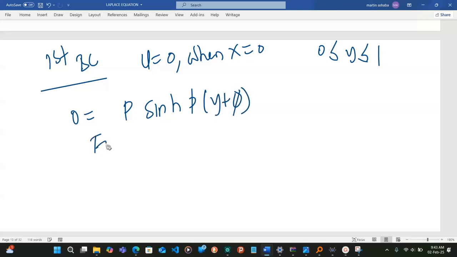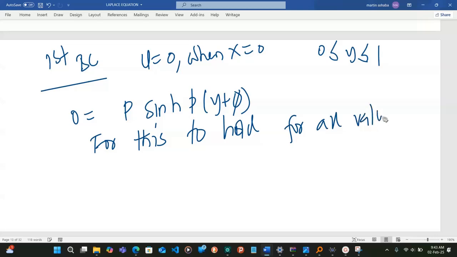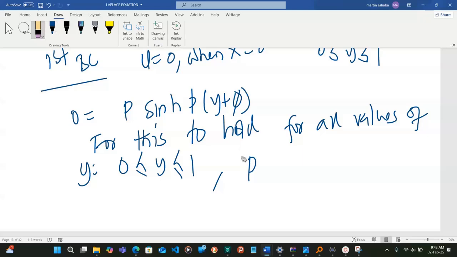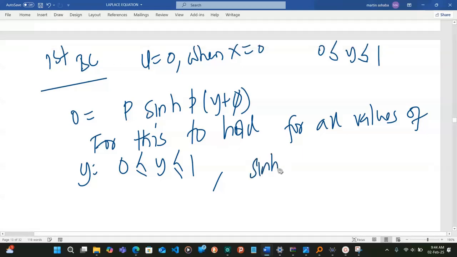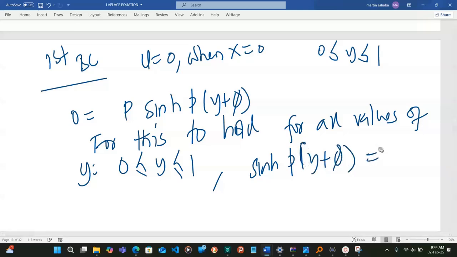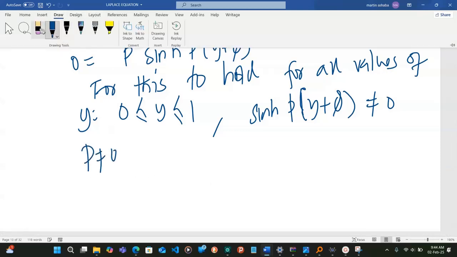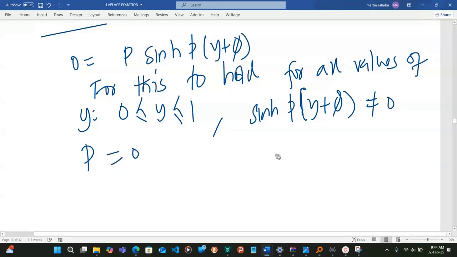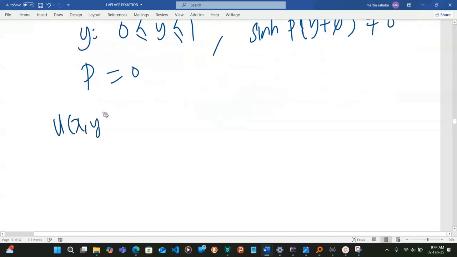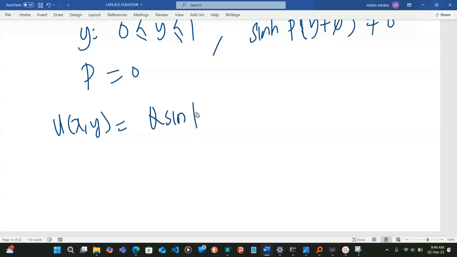So for this to hold for all values of y in the range 0 less than or equal to y less than or equal to 1, okay, let us say that we have the first case, the hyperbolic sine of py plus phi cannot equal 0. Yes, okay. So it leaves us with a choice that P can be the only component that shall be equal to 0. So if P becomes 0, then the solution becomes u(x,y) equal to Q sin px, okay, then times the hyperbolic sine function.